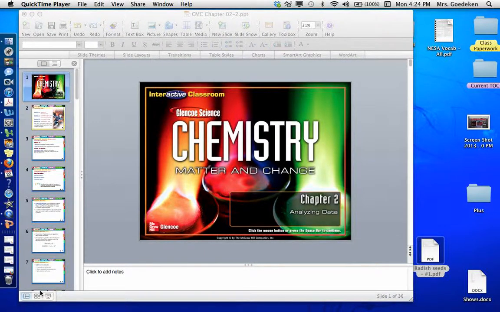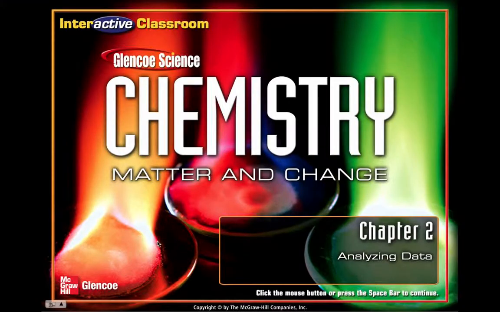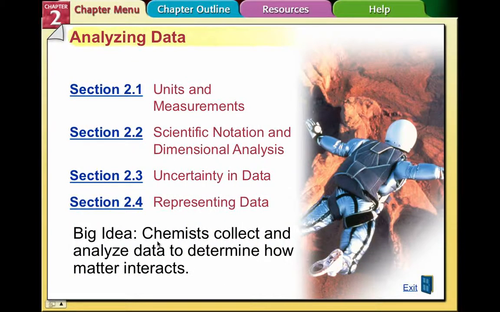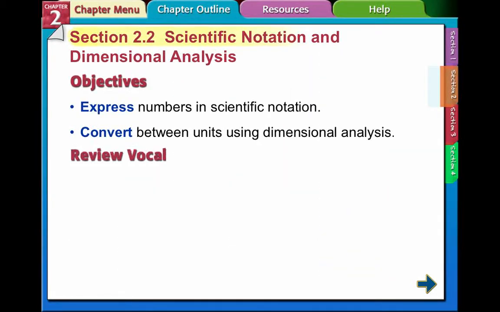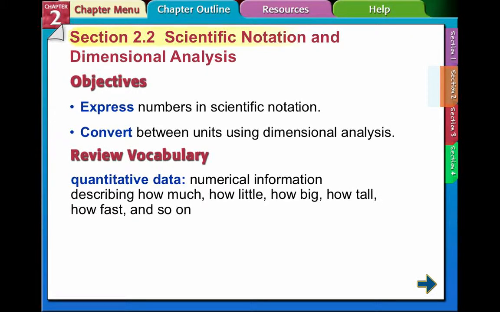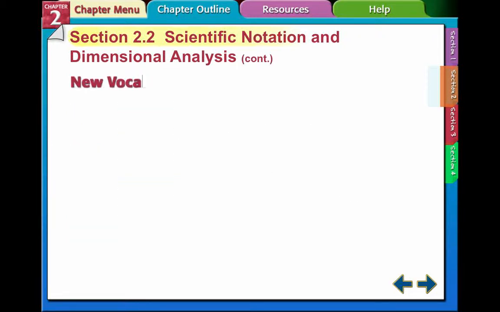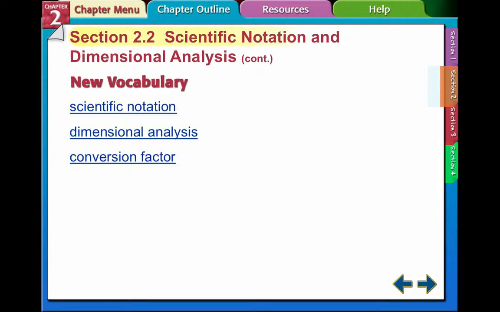Okay, Chapter 2, Analyzing Data, Section 2, Scientific Notation and Dimensional Analysis. Remember the big idea for the chapter: chemists collect and analyze data to determine how matter interacts. The objectives for this chapter: express numbers in scientific notation, convert between units using dimensional analysis, and review vocabulary. Quantitative data, remember, is the numerical information: how big, how little, how much, how fast, etc. New vocab: scientific notation, dimensional analysis, and conversion factor.